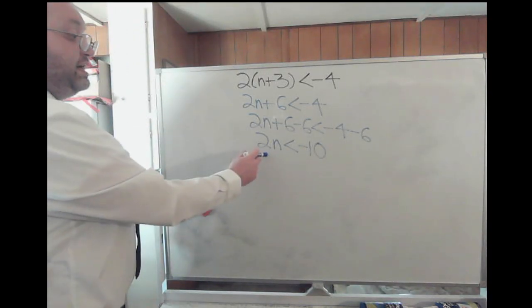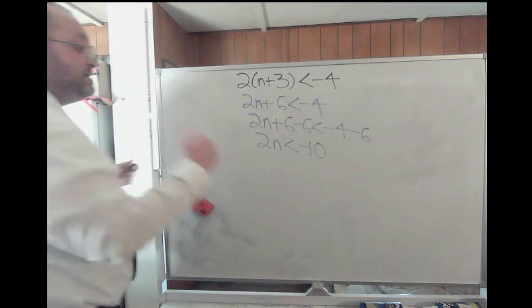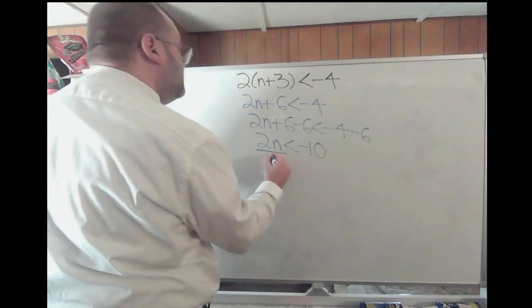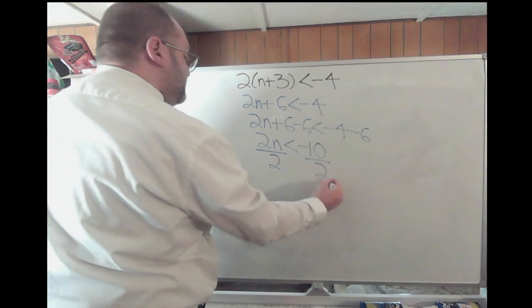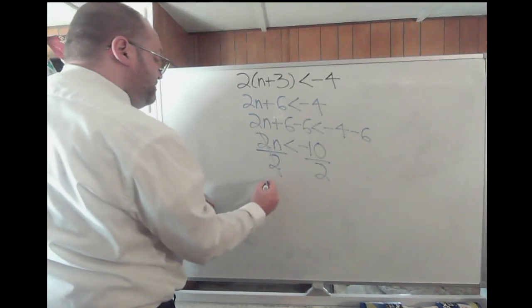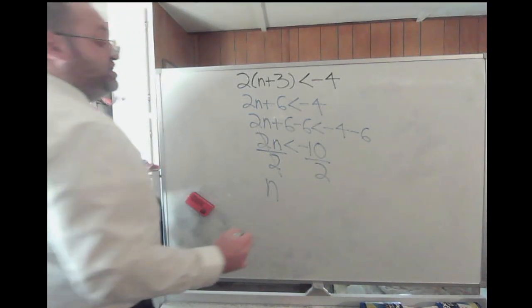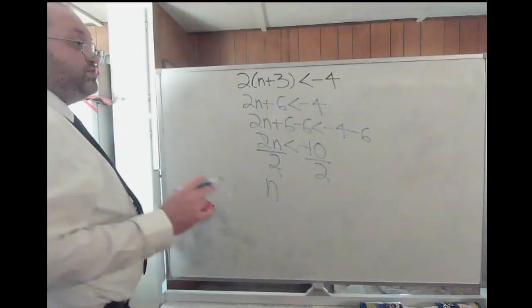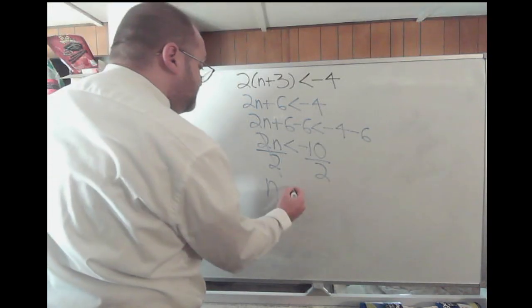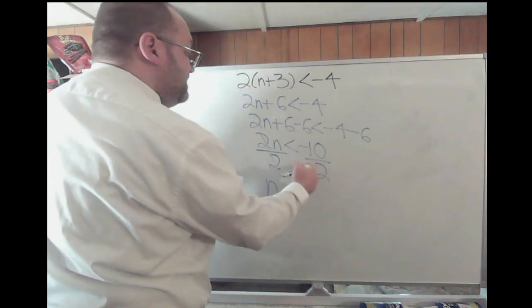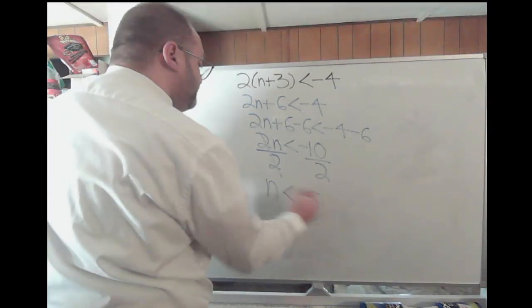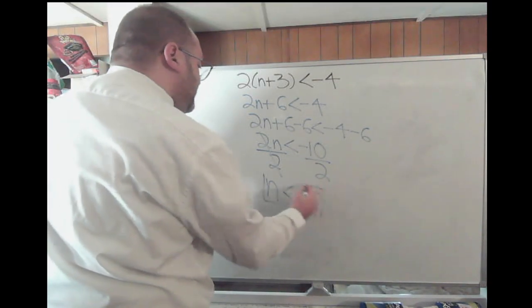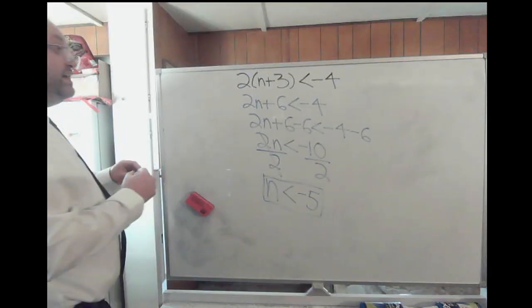Well, we got 2n, we want to just solve for n. So we got to divide both sides by 2. So let's go ahead and do that. The left side, the 2's cancel out. You'll just have n. Now, since we've divided by a positive, we do not flip the sign. We leave it alone. So n would be less than negative 10 over 2. That would be negative 5. So the answer is n is less than negative 5.